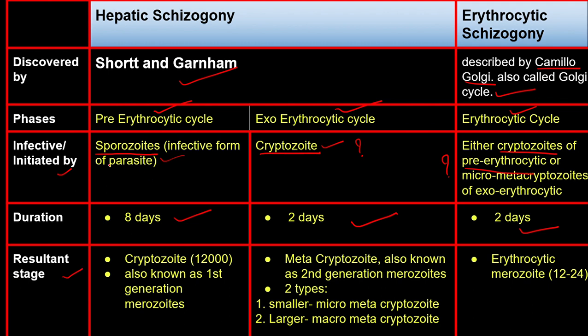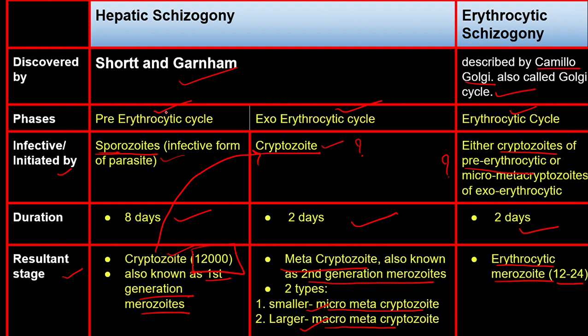Now, we have seen the infective stage. After infecting, what will form? The cryptozoite form. Here you can see cryptozoite as the resultant stage. This is also known as first generation merozoite, and the number is 12,000 cryptozoites. Then metacryptozoites are formed, which are also called second generation merozoites, and these are smaller and larger. The smaller one we call micrometacryptozoite, and the larger one macrometacryptozoite. And then in erythrocytic sizogony there will be formation of erythrocytic merozoites, which are only 12 to 24.